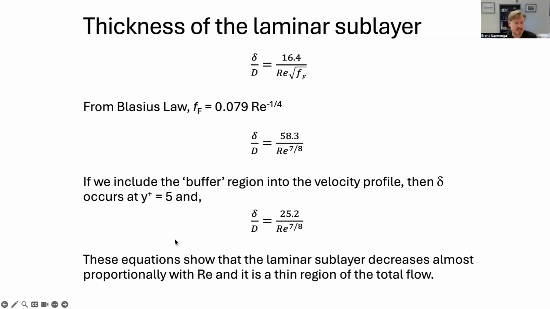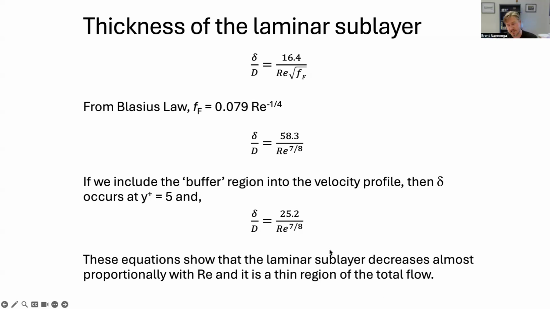And basically what it says is that the laminar sublayer, if you follow this equation here, the thickness of the laminar sublayer, or delta, decreases almost, not quite, but almost proportionally with Reynolds number. I mean, this is to the 7/8, so not quite proportionally. But it decreases. So as Reynolds number increases, it means the thickness of your laminar sublayer decreases. So as you get more and more turbulent, that laminar sublayer gets thinner and thinner and thinner.